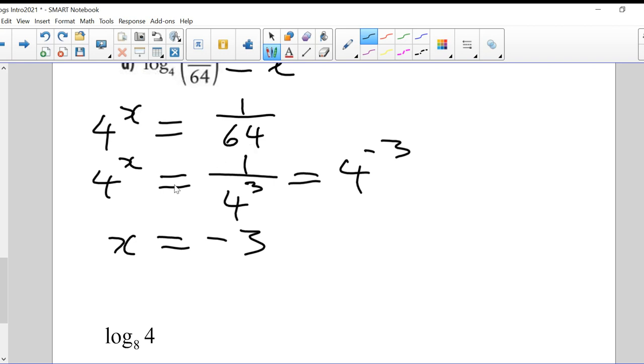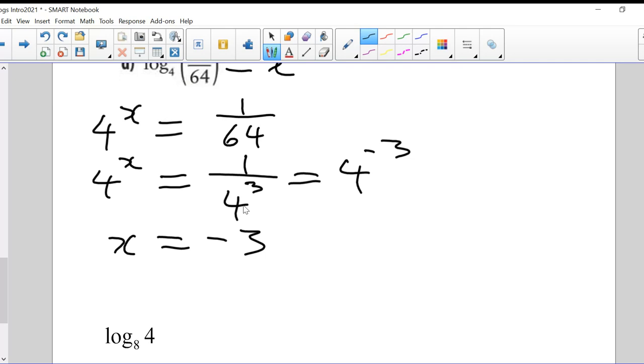64. Is there a way to express 64 with a base of 4? Because since it says 4 to the power of x, I'm trying to make things have a base of 4. Well, what do I raise 4 to that gives me 64 is the question, Edmund. That's the thing I really need to answer. What number can I raise 4 to that gives me 64? Would you agree that that's 3, Edmund?